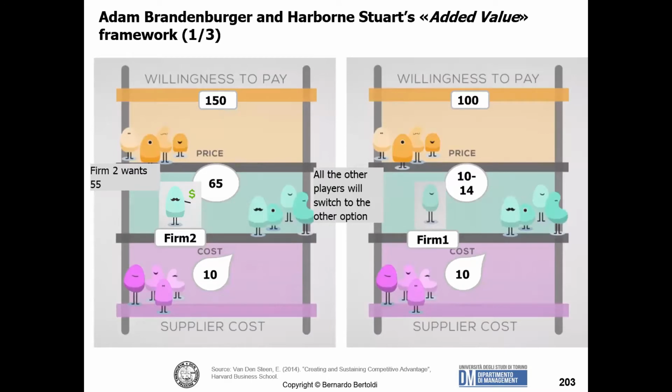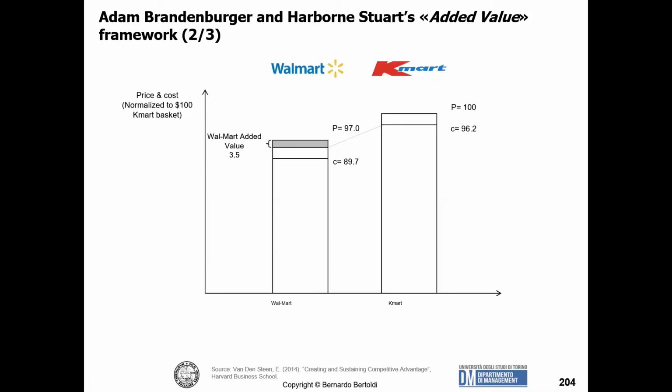If you look at Brandenburger, as we've seen in the previous videos, it's completely different. We are looking at a single transaction. There is a customer who has a willingness to pay of 150 or 100. We have to compete to get that deal done, and so on and so forth. And for example, taking Professor Van der Steen's approach, we have a case here in which we compare Walmart and Kmart.